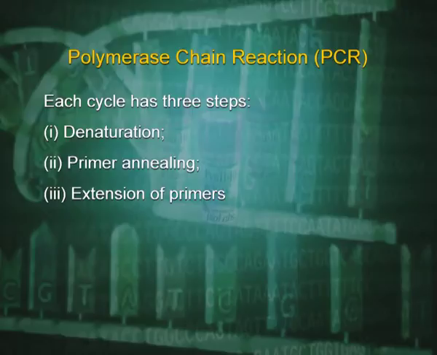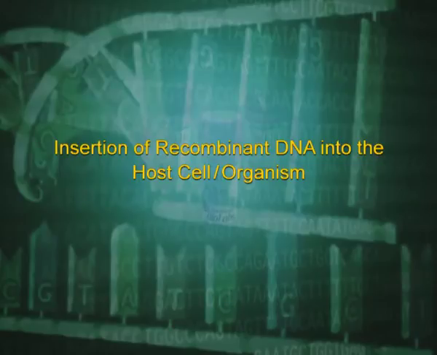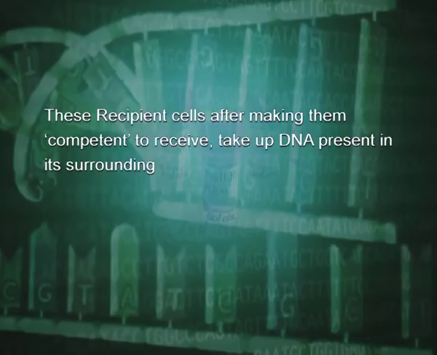In the polymerase chain reaction, each cycle has 3 steps. The first step is denaturation. The second step is primer annealing and the third step is extension of primers. Dear students, the next process here is the insertion of recombinant DNA into the host cells or organisms. There are several methods of introducing the ligated DNA into recipient cells. These recipient cells are first made competent to take up DNA present in their surroundings.